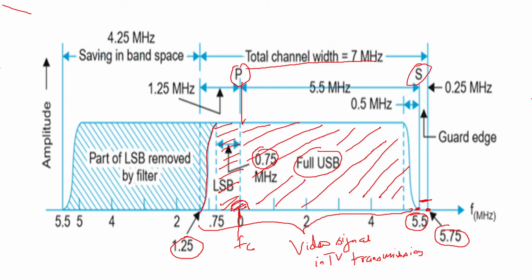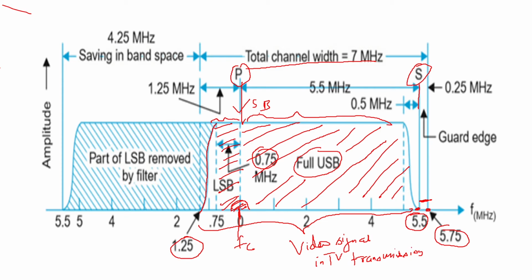For the sound signal we use frequency modulation, which takes care of the next little bandwidth. But the video signal is going to follow a complete sideband, the full sideband and a part of another sideband, the lower sideband. So this is called vestigial sideband transmission for video in TV transmission.